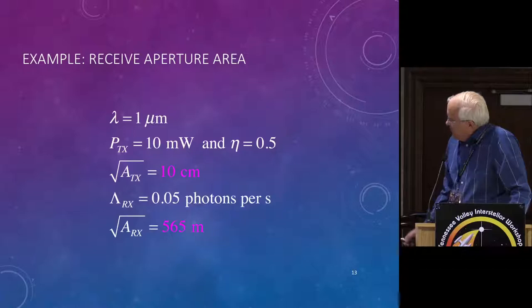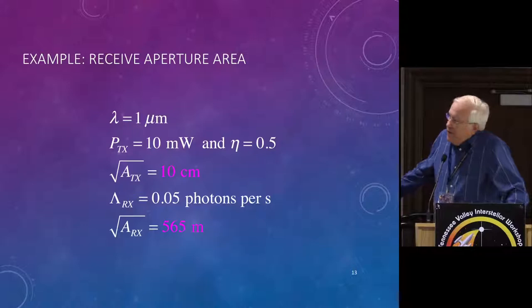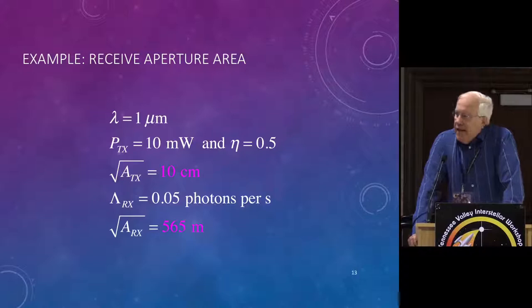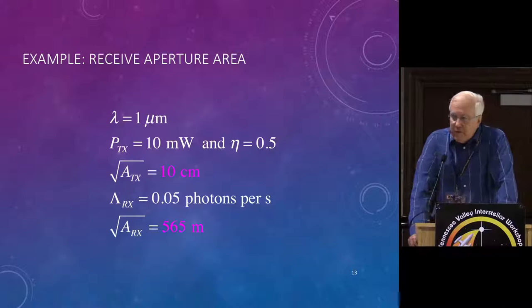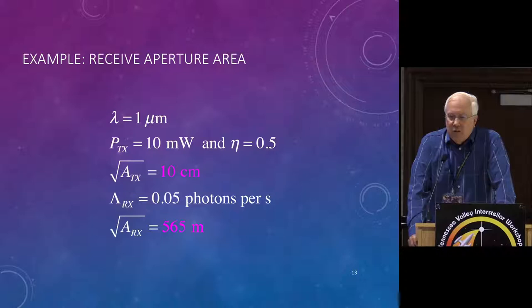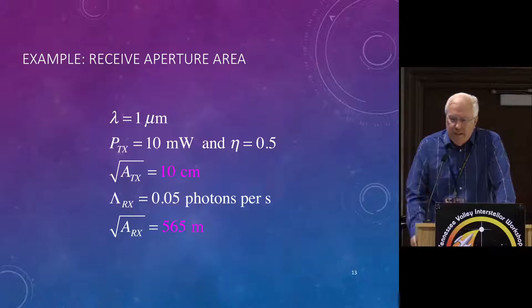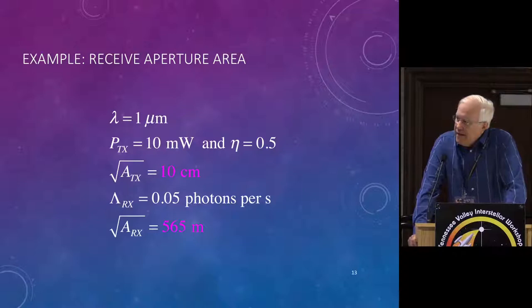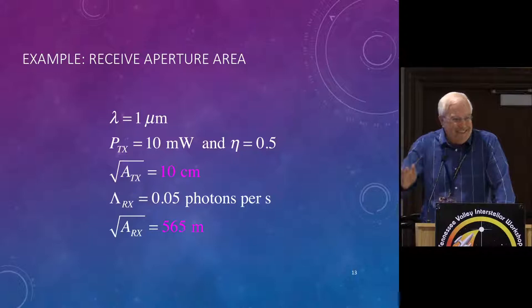So to receive one photon every 20 seconds, I'm going to assume a wavelength of 1 micron, a transmit power of 10 milliwatts, a photon efficiency of 0.5, 50% quantum efficiency, and a transmit aperture diameter of 10 centimeters. The bottom line is that the receive aperture diameter needs to be, for this example, about 500 or 600 meters, which is on the order of the FAST radio telescope in China, but of course this is optical, not radio, so it's an entirely different design challenge.